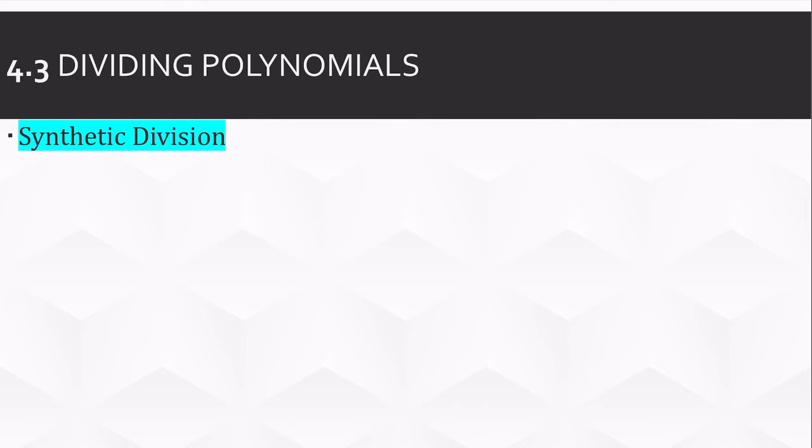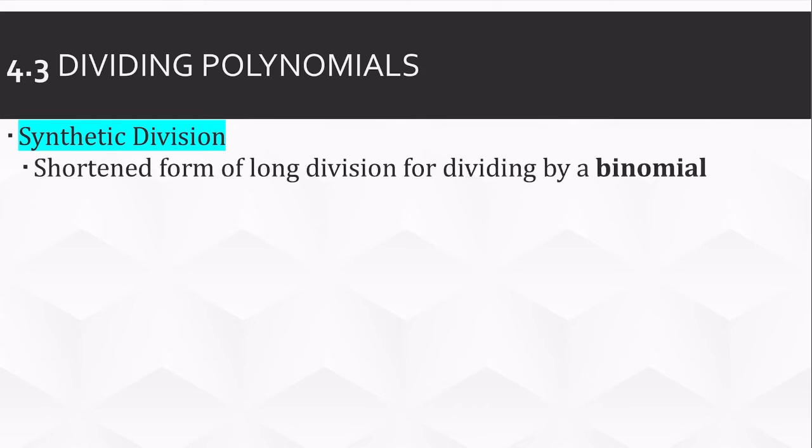Synthetic division is a shortened form of long division for dividing by a binomial, which is great because long division is kind of long. But it's only when you're dividing by x minus r, so that's just 1x and then plus or minus a number.